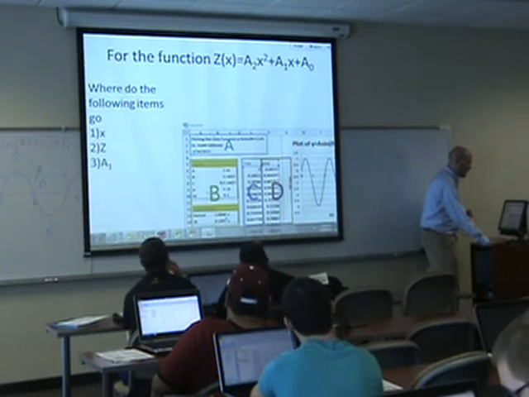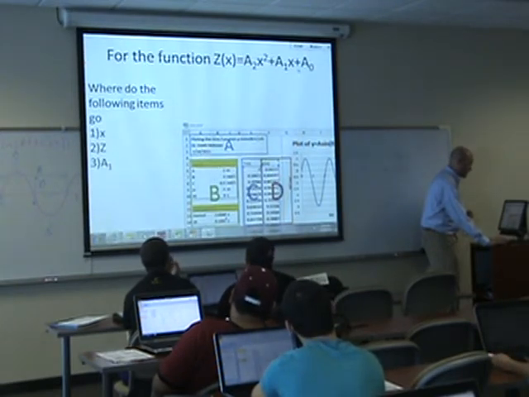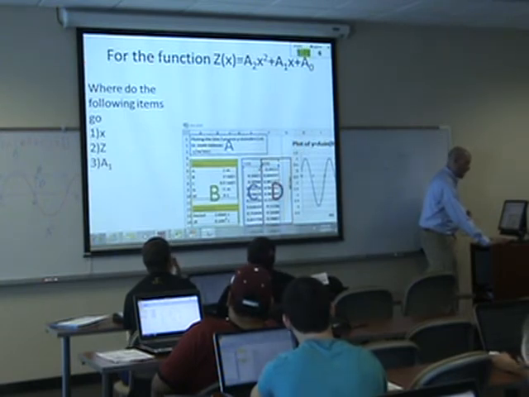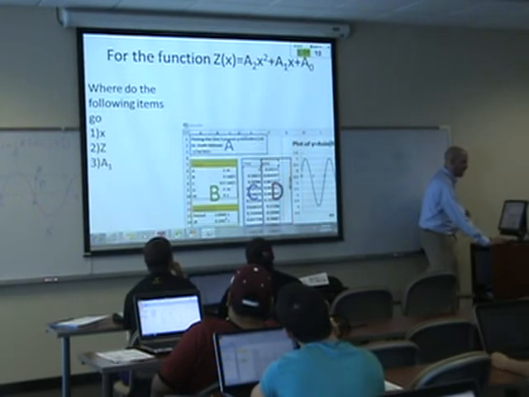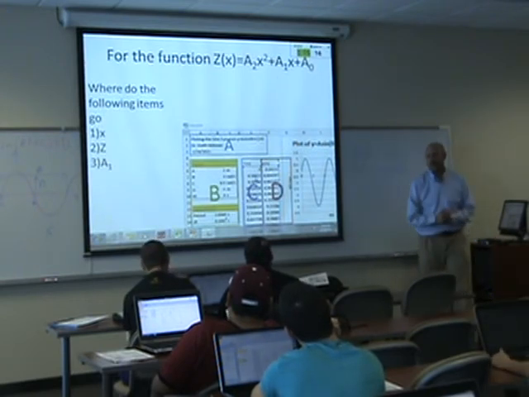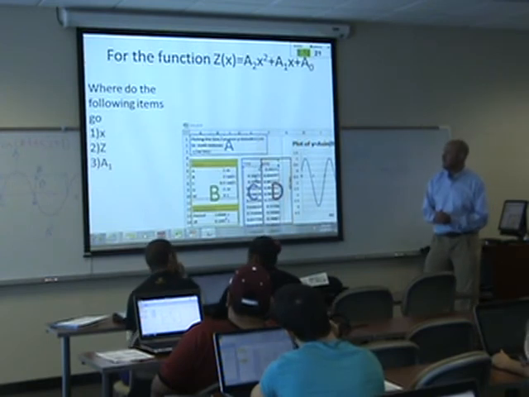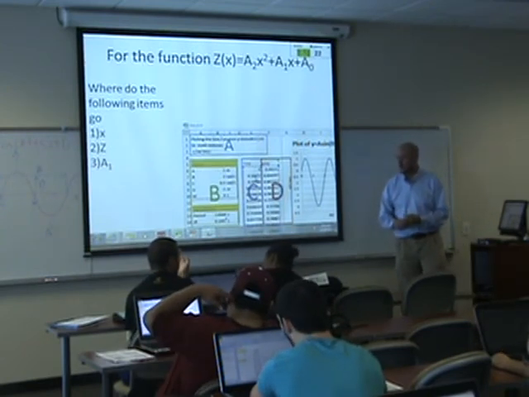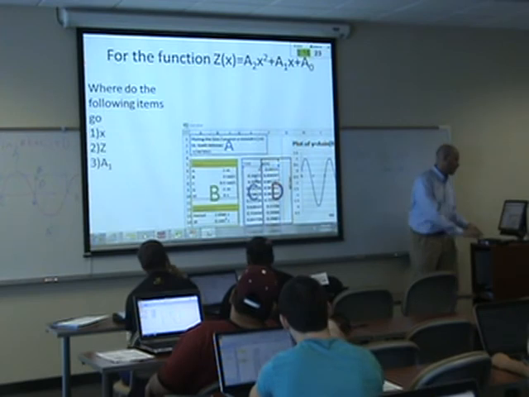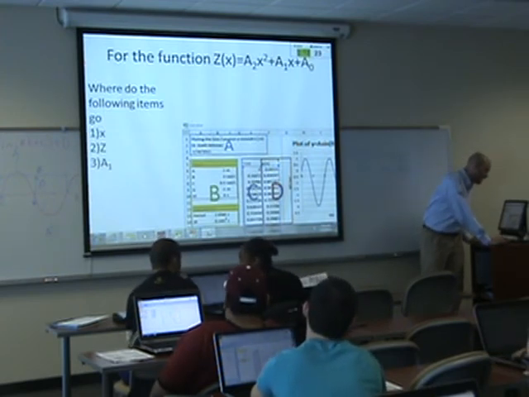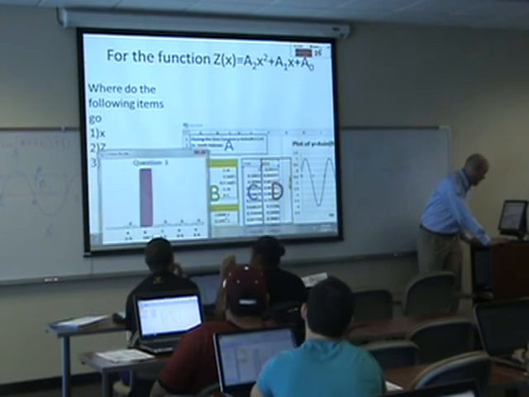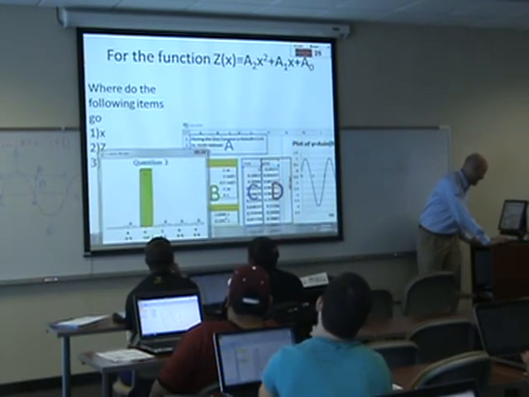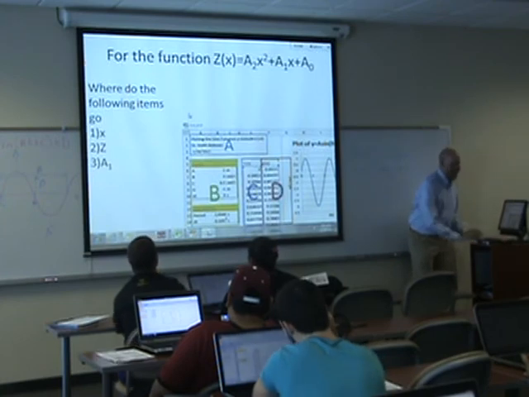Things that don't change go in B. All right, last chance. Where would we type in A1? In A, B, C, or D? A1 is right here in our function. What region would we type that in? All right, 5, 4, 3, 2, 1. Thank you. All right, we got it.